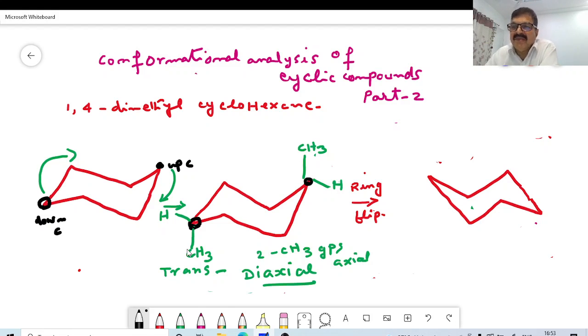Now the diaxial methyl groups will become di-equatorial. That will be another trans conformation. This is one trans conformation. Now how will you add it as di-equatorial here? This diaxial will become equatorial here. Then this axial one will become equatorial.